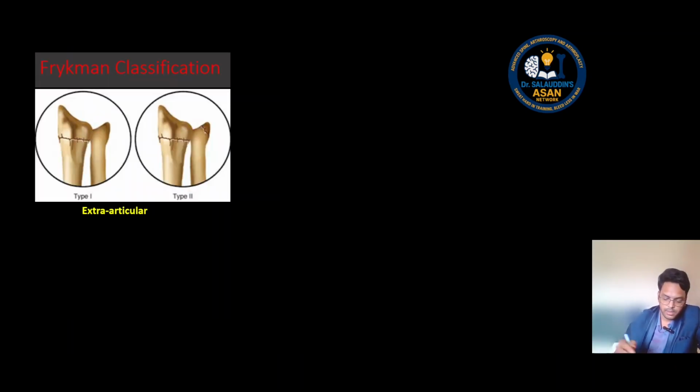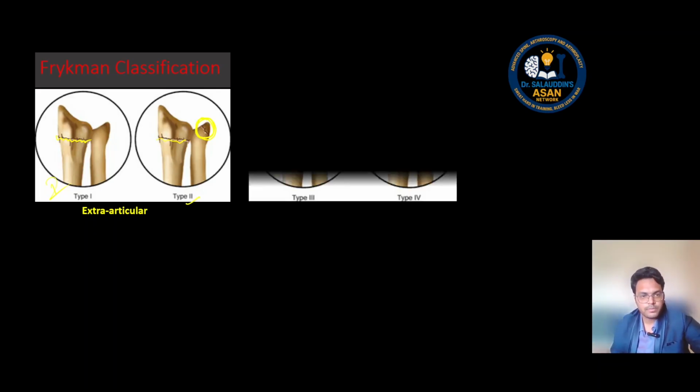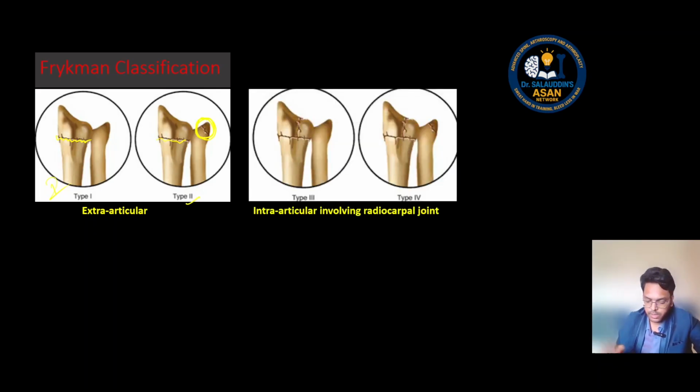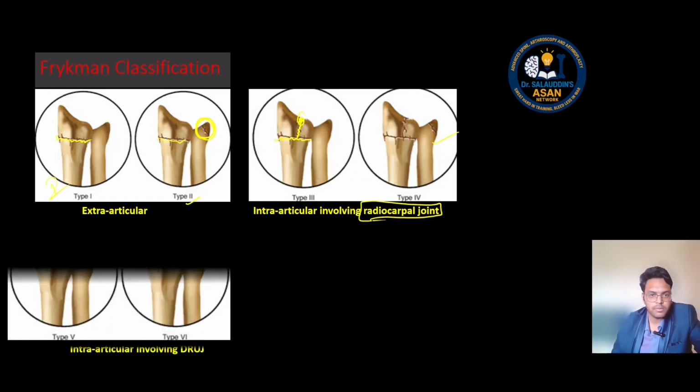So Frykman, first, it's a simple extra-articular fracture. There is no ulna fracture. It is type 1. Here the ulna is also involved. Along with type 1, it is type 2. Then an extra-articular fracture with an intra-articular fracture line going to the radiocarpal joint. The fracture line is going to the radiocarpal joint. It is type 3 without ulna. With ulna is type 4.